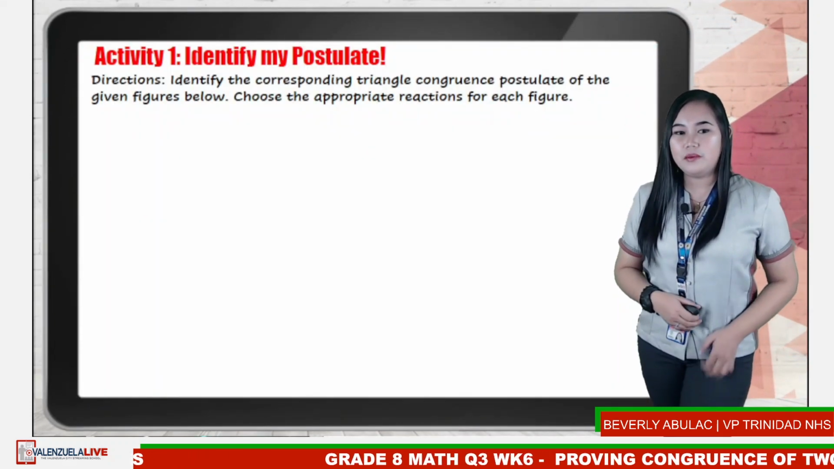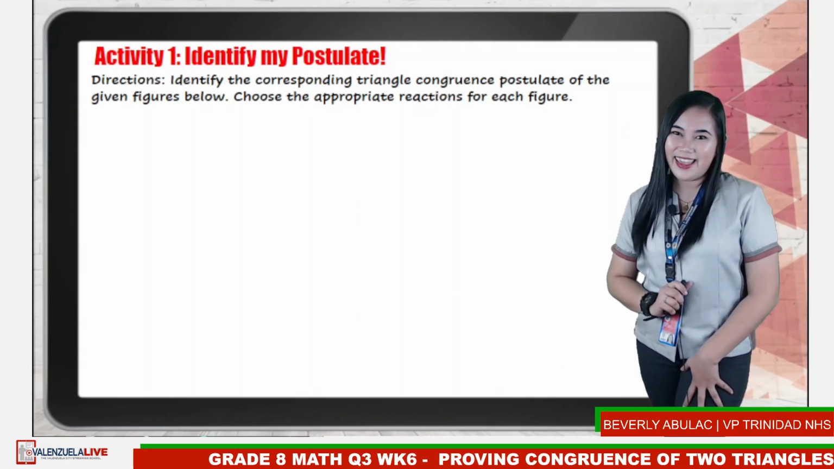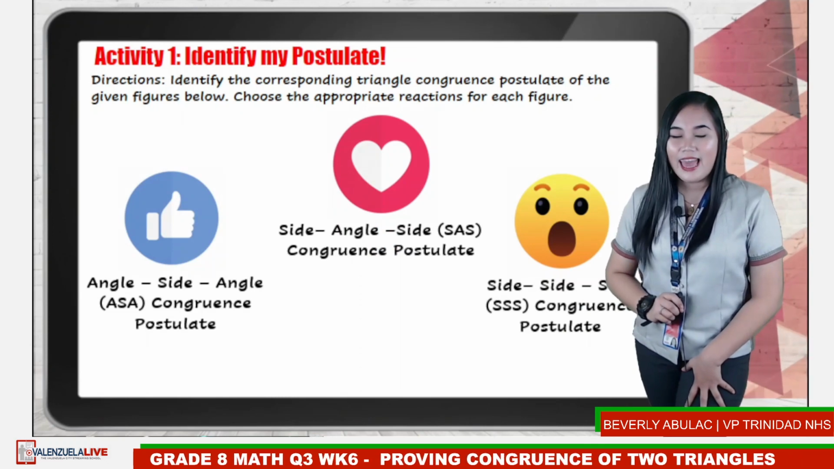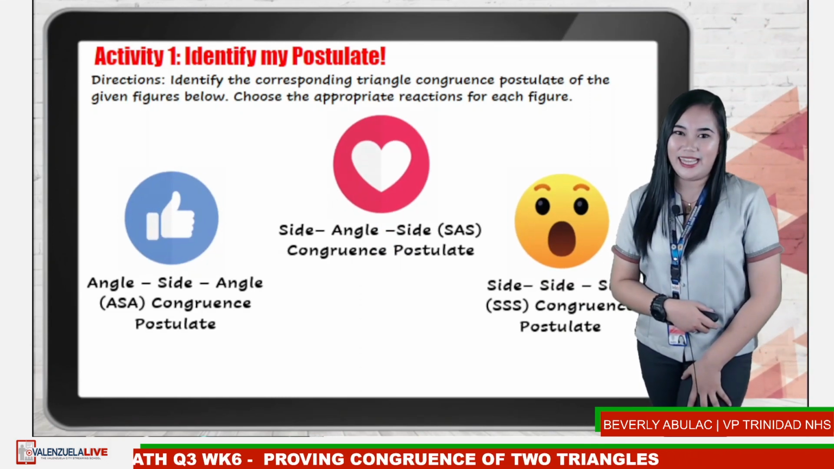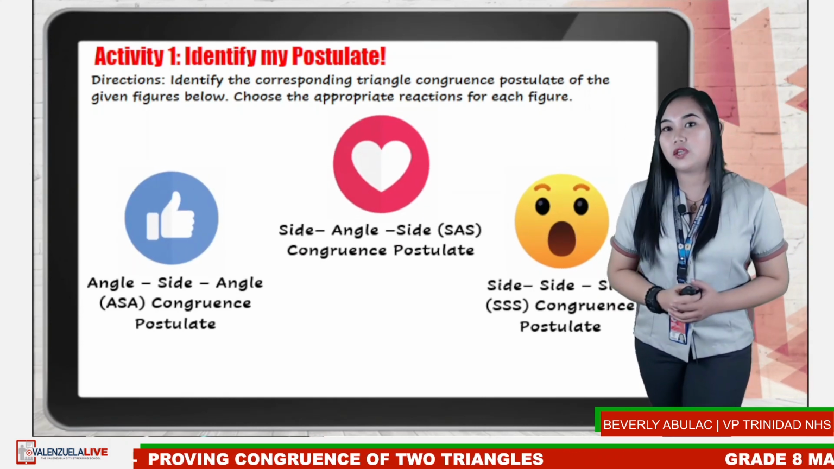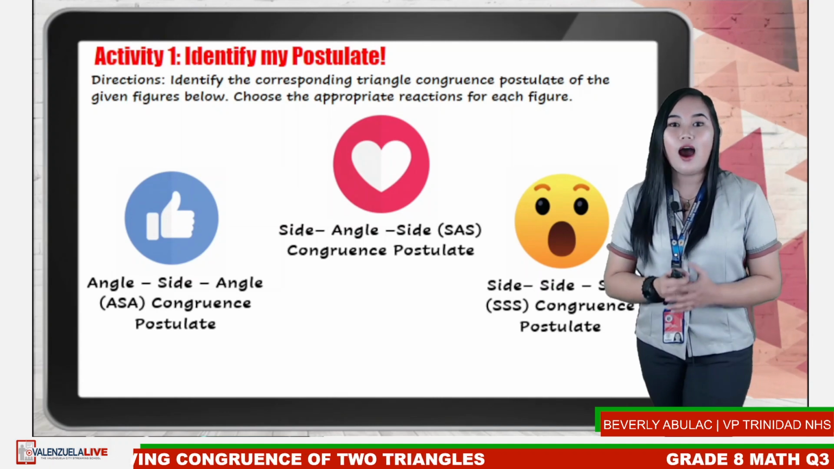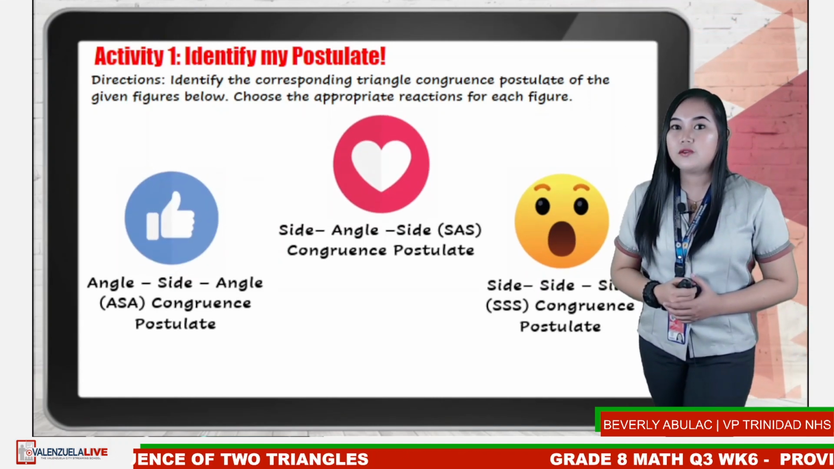Let us first review the previous topic by answering the activity in the next slide. Activity number 1. Identify my postulate. The directions are to identify the corresponding triangle congruence postulate of the given figures. Choose the appropriate reactions for each figure.